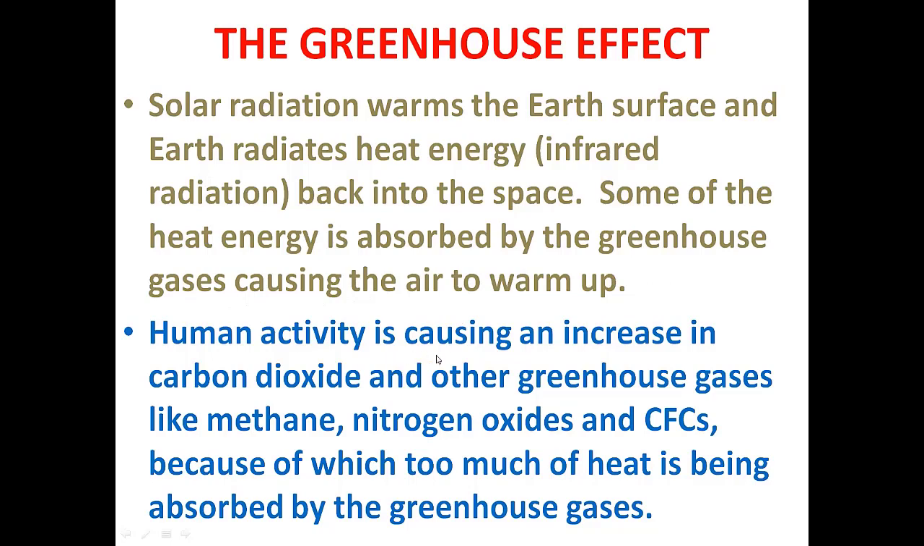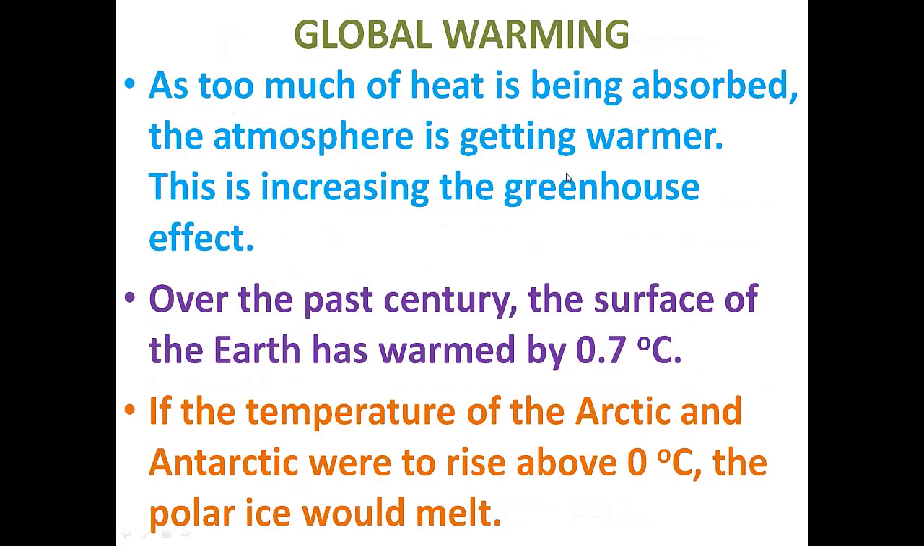Human activity, just now what we studied, is causing an increase in carbon dioxide and other greenhouse gases like methane, nitrogen oxide, and CFCs. Because of human activity, these gases are being added to the greenhouse gases, because of which too much heat is being absorbed by them. When too much heat is being absorbed, it leads to global warming. What is global warming? As too much heat is being absorbed, the atmosphere is getting warmer. This is increasing the greenhouse effect.